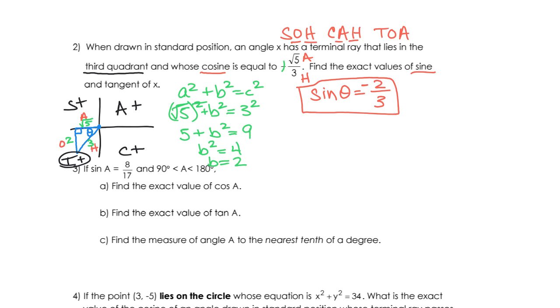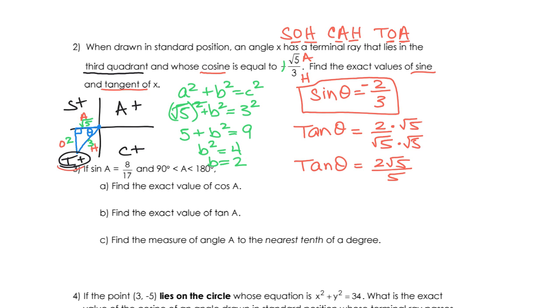Okay. They also want to know what tangent is, so we'll say tangent. And they used x, we used theta, it doesn't really matter. Okay. So tangent theta equals opposite over adjacent. Our opposite side is 2. Our adjacent side is the square root of 5. And we don't like the square root on the bottom, so we're going to go ahead and rationalize by multiplying by the square root of 5. And so tangent theta is going to be equal to 2 square root of 5 over 5.